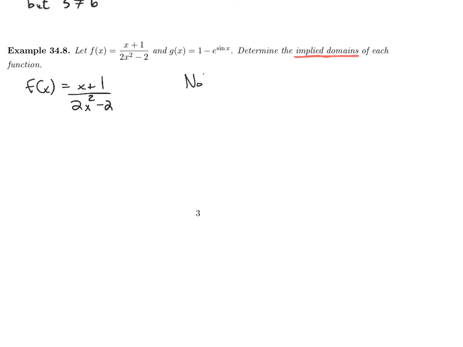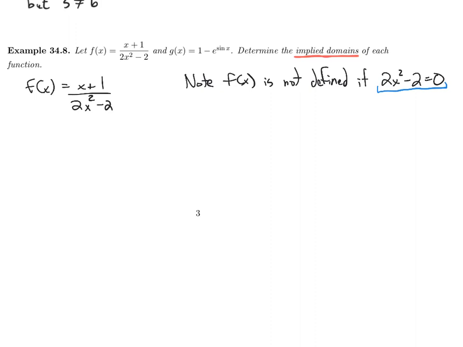And note, f of x is not defined if the denominator here, 2x squared minus 2, equals 0. So that's what we're going to do. We're going to find all places where 2x squared minus 2 equals 0, and we're going to exclude those from our domain.